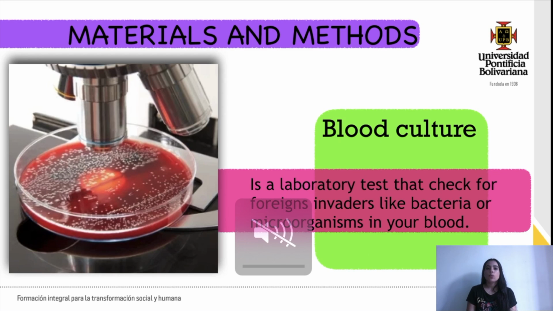Materials and methods. First, we have the blood culture, which is a technique that we use to check if in our blood we have different or strange microorganisms like bacteria. It consists of first taking a blood sample and then in the laboratory we add each blood sample to a broth. It helps the microorganisms or the bacteria to grow. If the blood culture is positive, it means that you have a bacteria or something strange in your blood. But if this is negative, it means that you are healthy.